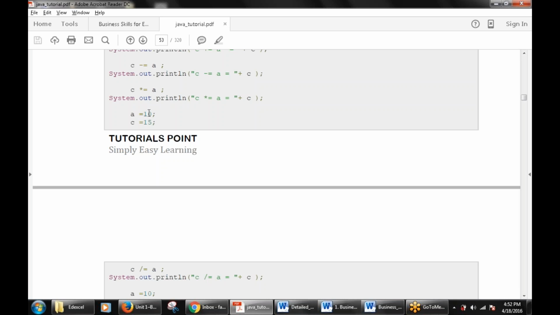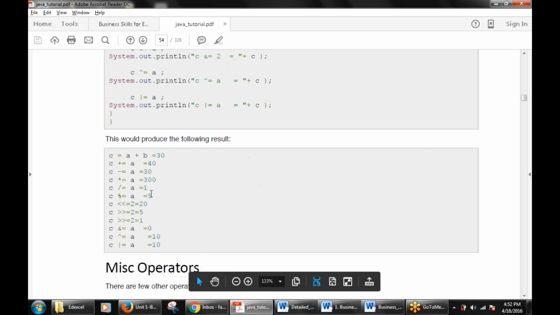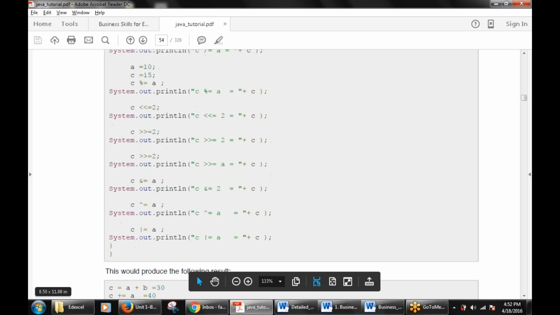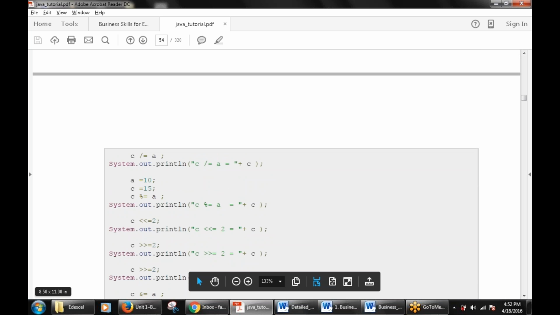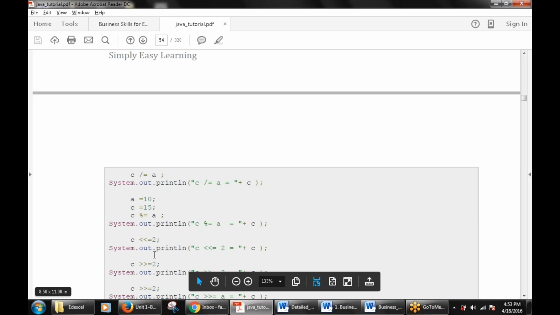Now again the values will be changed, that is A is 10, C is 15, that is C divide equals A, that is C equals C divided by A, that gives 15 by 10, that gives output 1.5. This is 1. Why is it not shown as 1.5? Because it is declared as an integer, that is int, so we can't store float values. It rounds the figure and gives output as only the integer part, that is 1.